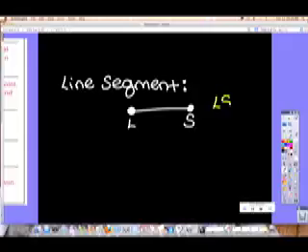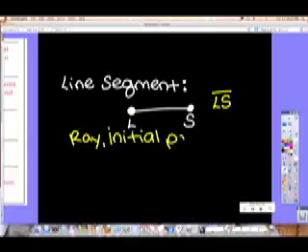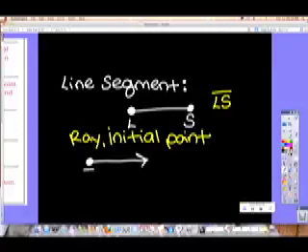Okay, next one is ray, right? Ray and initial point. All right. So this is the one Maddie did for us on the warm-up. So let's do this together. So the initial point is where it starts from. So here's our initial point. Goes forever in one direction. I'm going to call this I for initial point. And how about C? Don't forget your notation. So notation, we would put I right next to C, line above it.